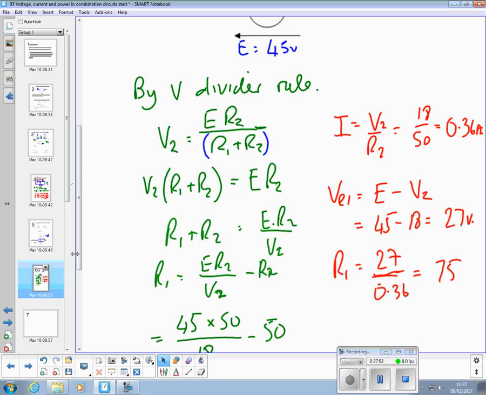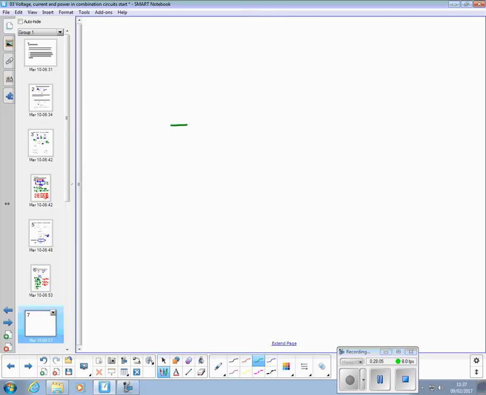I mean, like last week, we did the combination circuit with one resistor. This combination circuit, R1 followed by R2 and R3 in parallel.